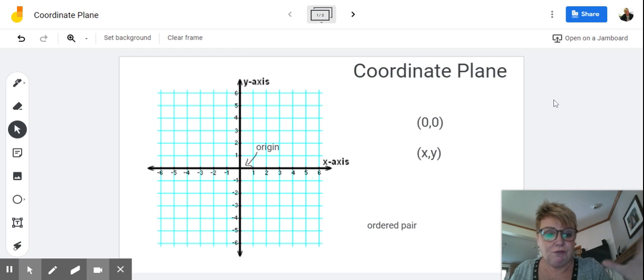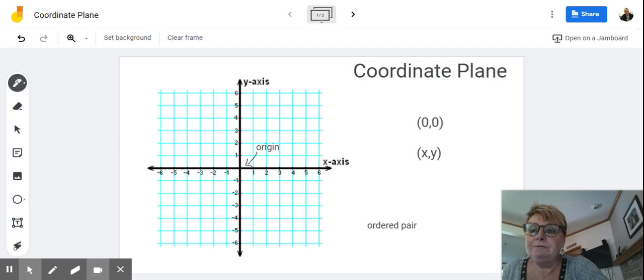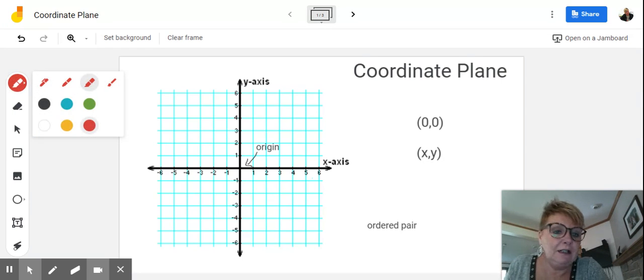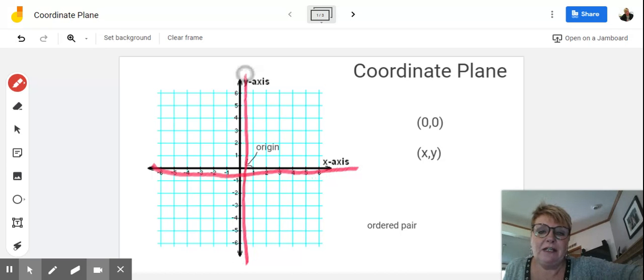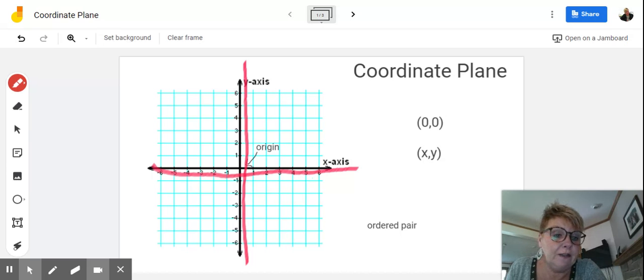A coordinate plane is just a grid, like a map kind of, to find a specific location. There are some parts to the coordinate grid, coordinate plane, whichever you want to call it. It has two axes. It has the x-axis, which is here, the horizontal one, and the y-axis, which is here, the vertical one. And you use those to find points on the coordinate grid.